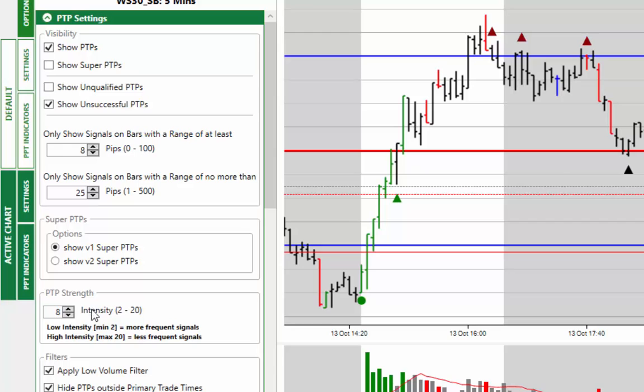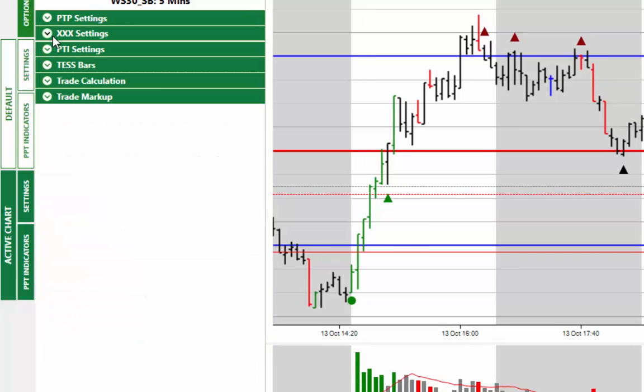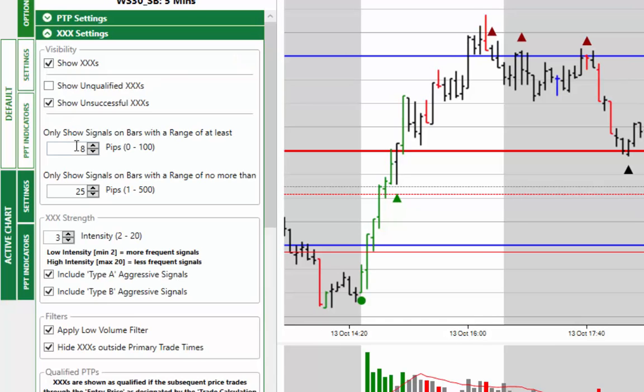And intensity 8, and then we have a check mark against both the apply low volume filter and hide PTPs outside of primary trades. So we won't be seeing any PTPs in the pre-market session. In the XXX, this is the same. We've just got to include the A and B aggressive types there, and again a check mark for the apply low volume and hide as well.